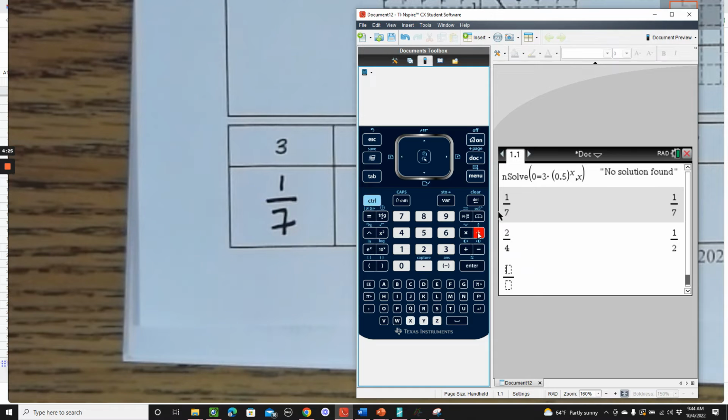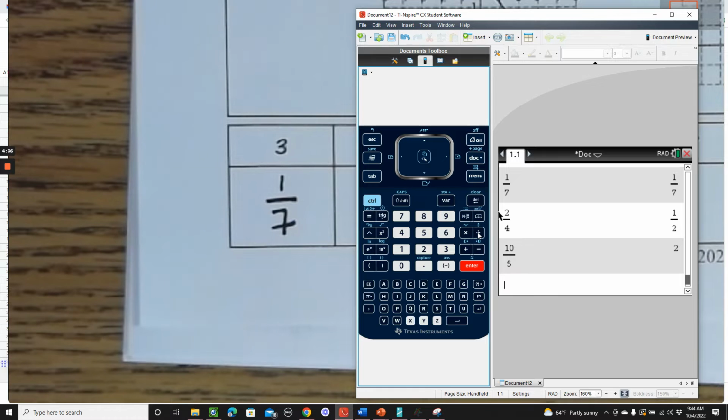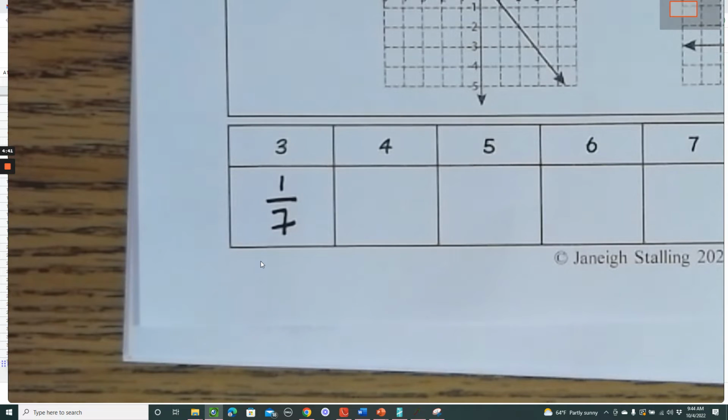10 over 5. I went up 10 over 5. Type it in your calculator. Don't sit there and go, oh, it's a half, because your brain plays tricks on you. It's 2. So fractions, type them into your calculator. All right, so that's number 3.